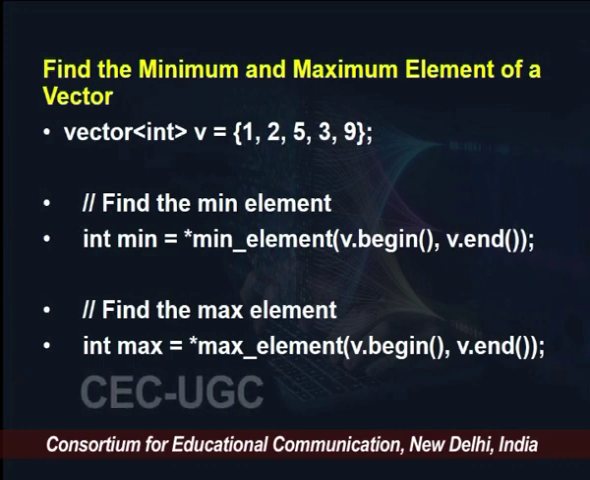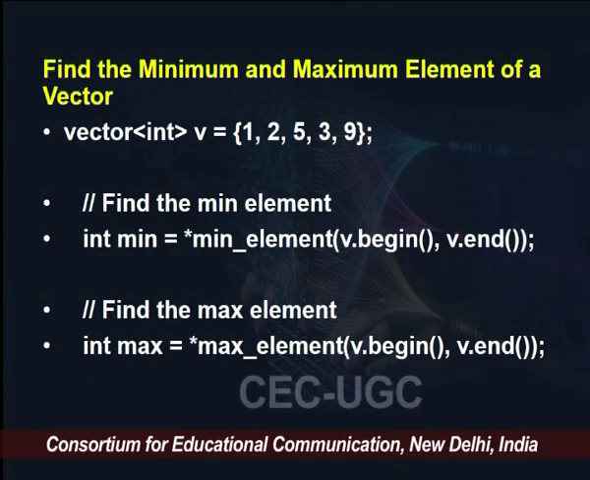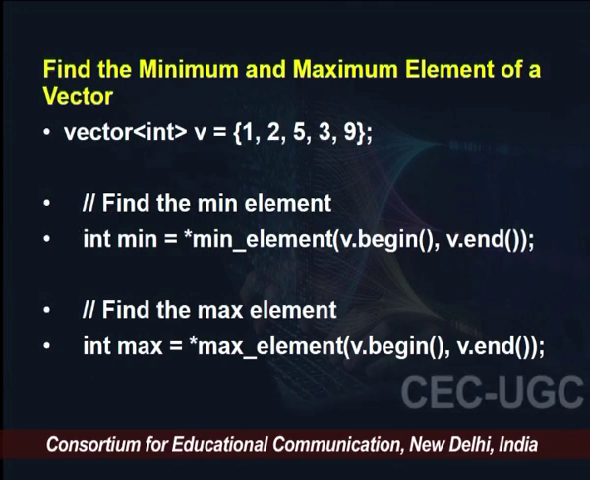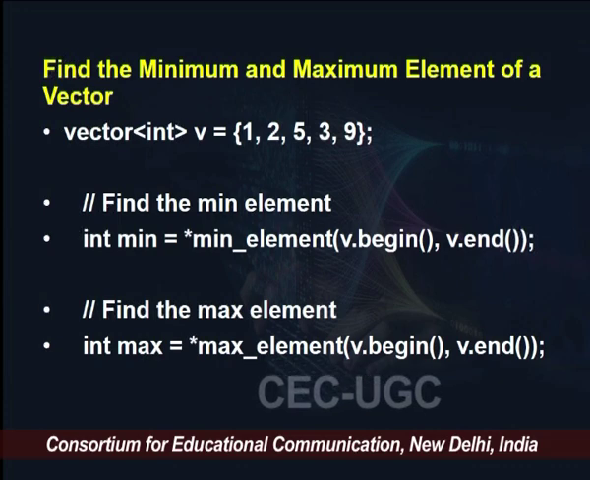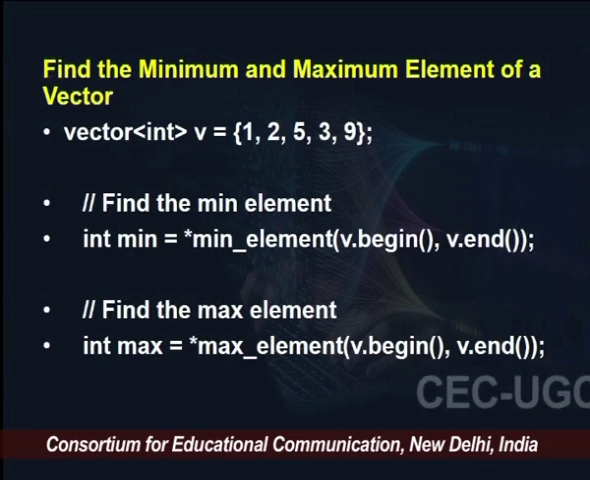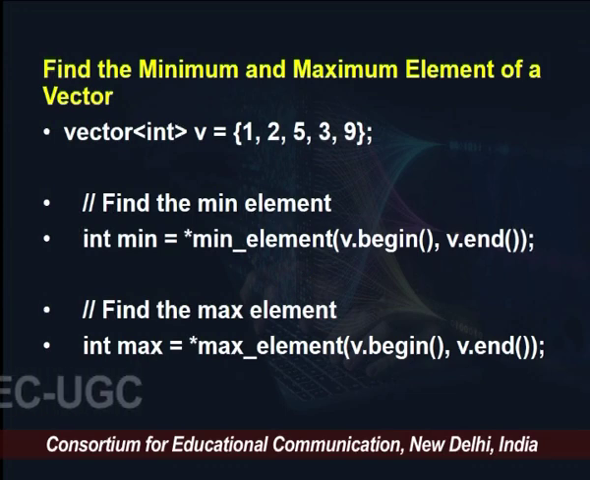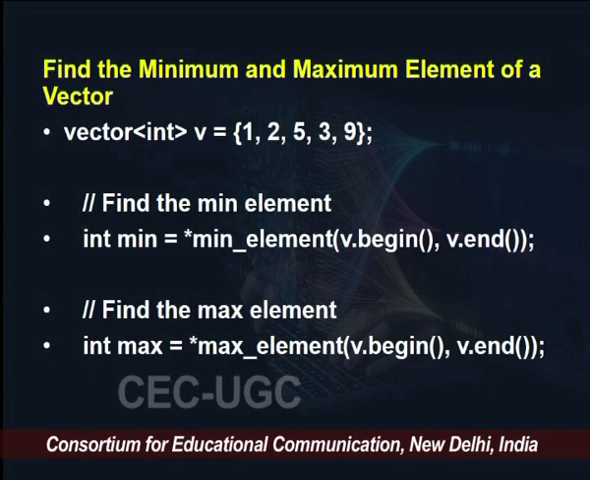This will give us the minimum element, and if we want the maximum element, we have int max is equals to asterisk max_element(v.begin(), v.end()). So, these are the two methods which are there separately for finding minimum and maximum elements of a vector.